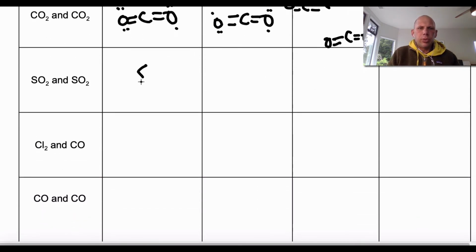Let's do SO2. We know that SO2 is a polar molecule.